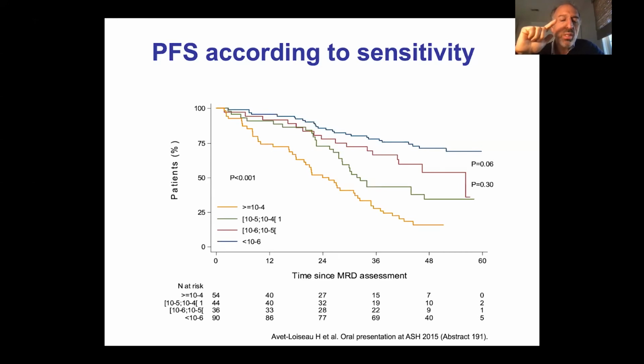First point. Second point is, not unsurprisingly, there appeared to be a linear relationship between how deep the response was and how well patients did. So as you can see from this, patients that got down to less than 10 to the minus 6 had the best progression-free survival. And in contrast, patients that had more than 10 to the minus 4th had the least favorable survival in this. So this, I think, would argue that with this highly effective therapy, the deeper the MRD negativity, the better you will ultimately do.